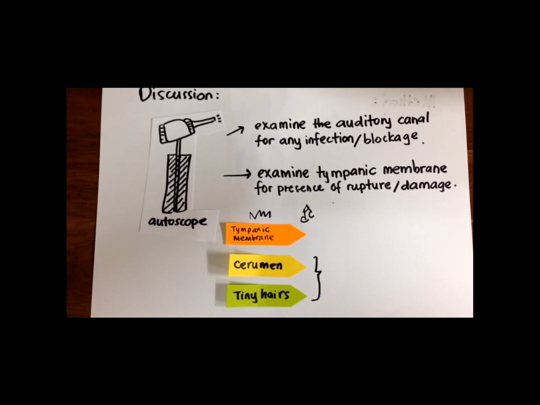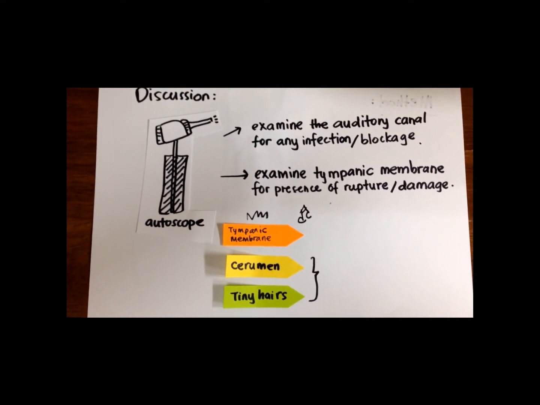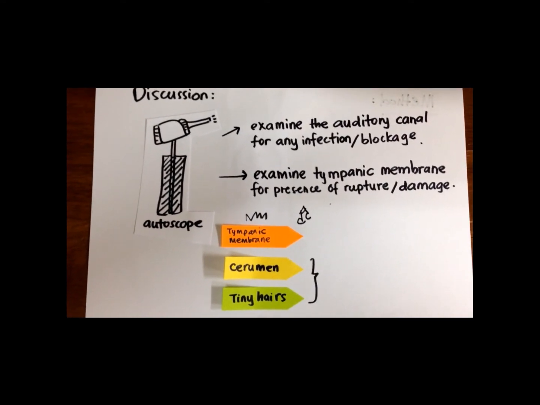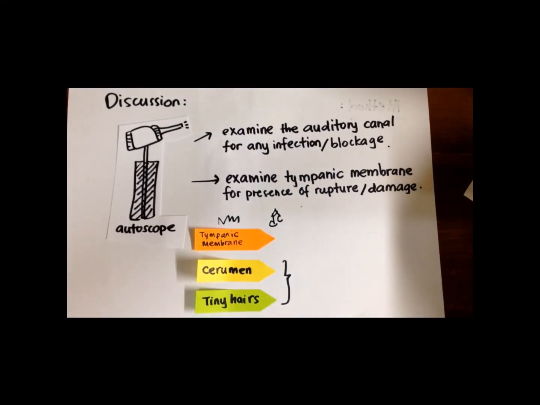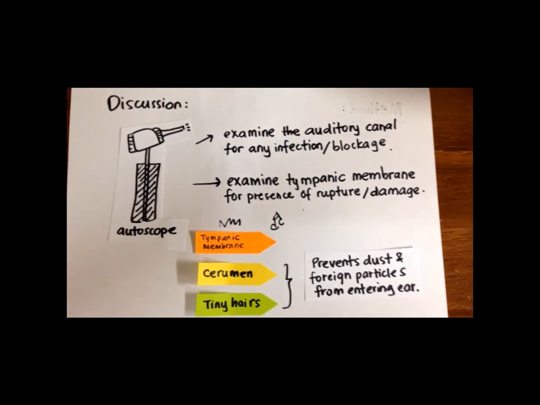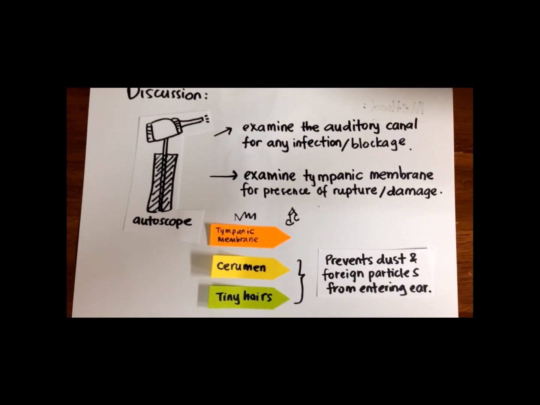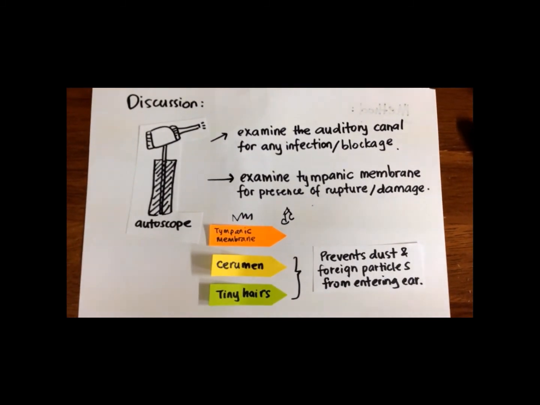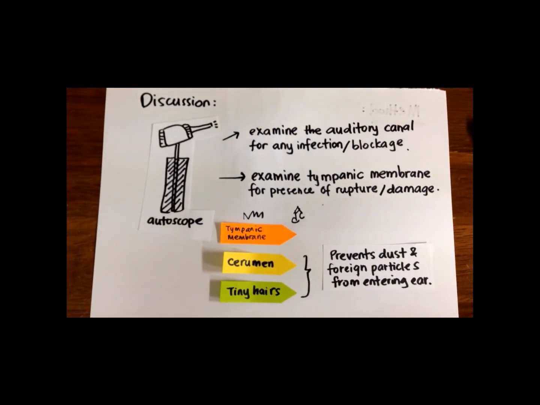During the observation, we also observed cerumen and tiny hairs. A combination of cerumen and tiny hairs actually helps to prevent dust and foreign particles from entering the ear. Cerumen is also known as earwax, and it is secreted by the ceruminous gland.